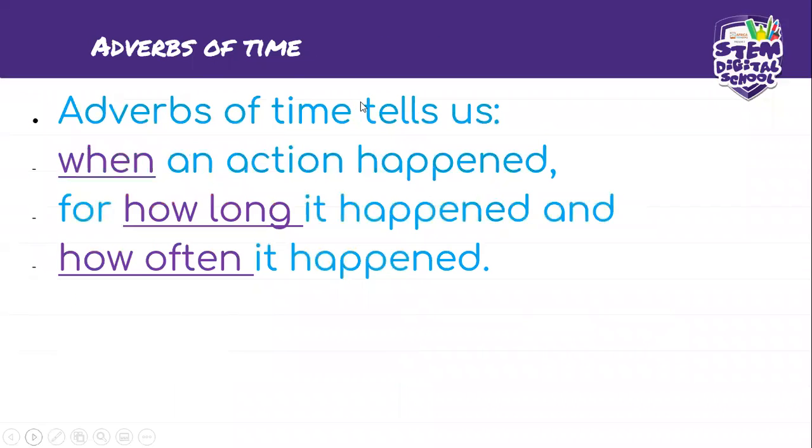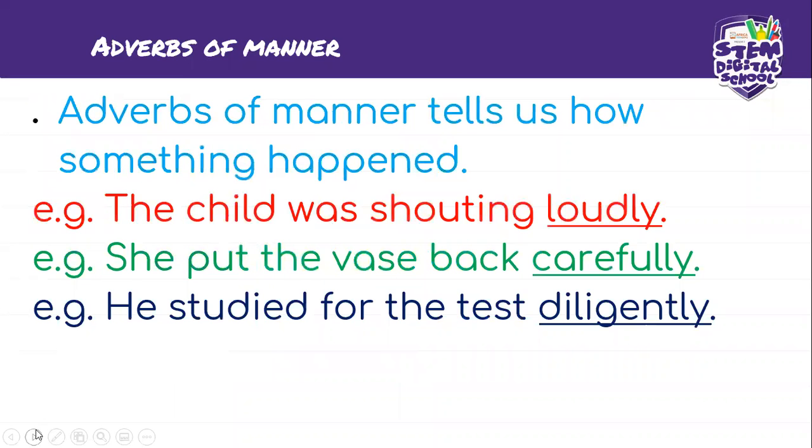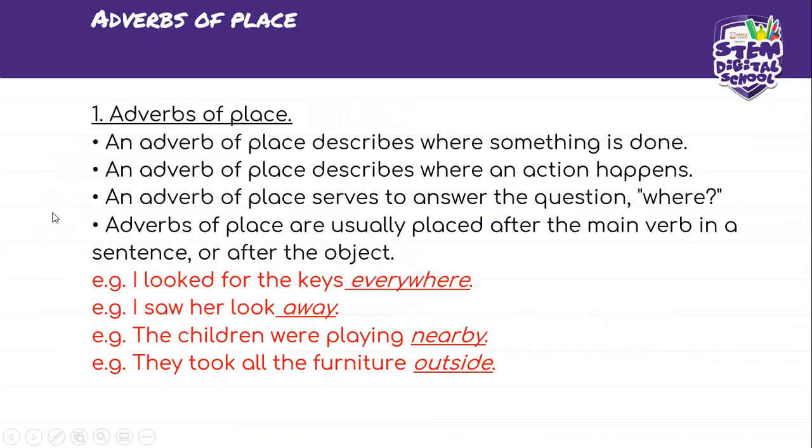Okay, so remember, adverbs of time, it tells us when an action happened, for how long it happened, as well as how often it happened. Okay, so this was yesterday's things, adverbs of time and adverbs of manner. Now let us start with what today is all about, which is the adverbs of place. Okay, so is there any question about the adverbs of time and the adverbs of manner, the ones which we did in the previous lesson yesterday?